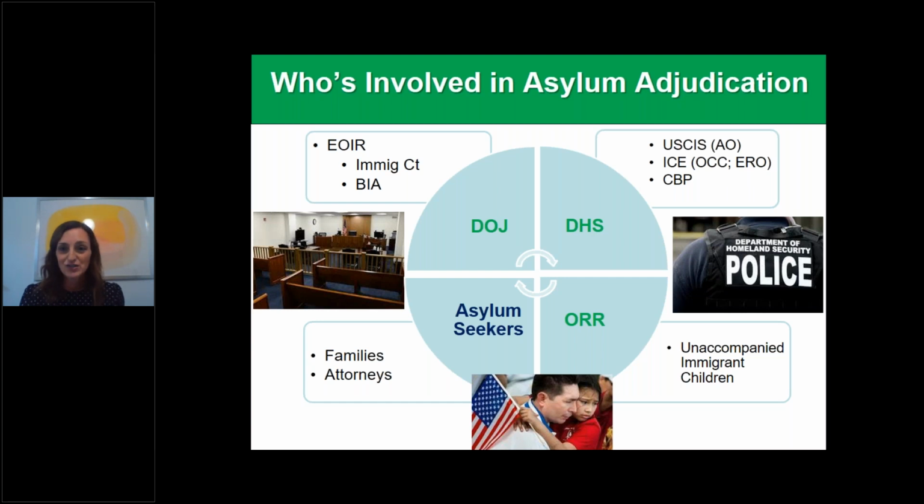We have clients of all ages. So sometimes your clients are going to be unaccompanied immigrant children. And sometimes we're going to have family groups that are going to be your clients in these asylum cases. So just a refresher that, based on the type of case that you decide to take on, you may be coming into contact with a number of different individuals and different entities.